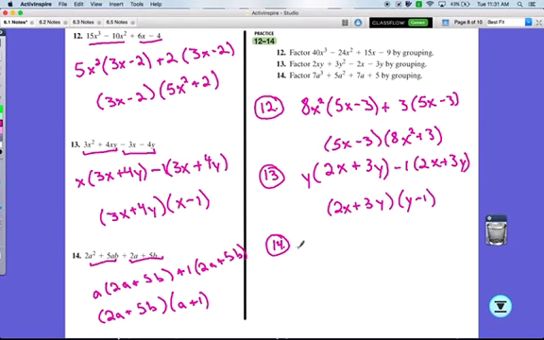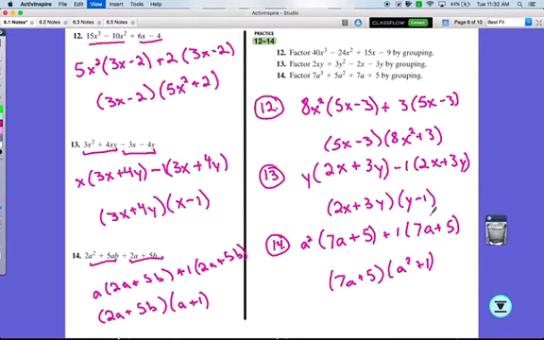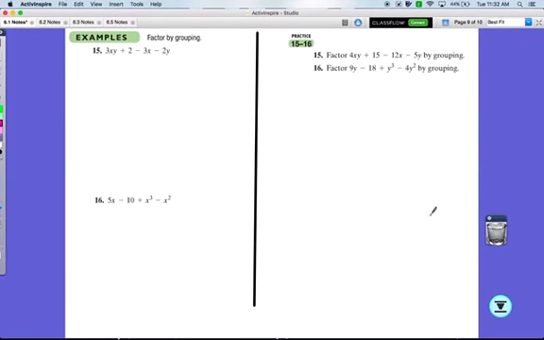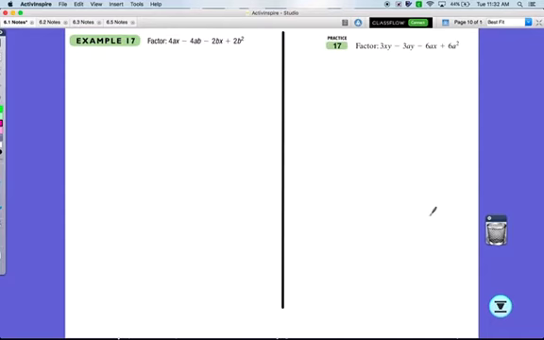All right, and then for 14, they've got a squared in common for the first group. So a squared times 7a plus 5. And then we could just put a 1 out in front of the 7a plus 5 in the second group. And so you're left with 7a plus 5 times a squared plus 1. All right, just some more practice here.